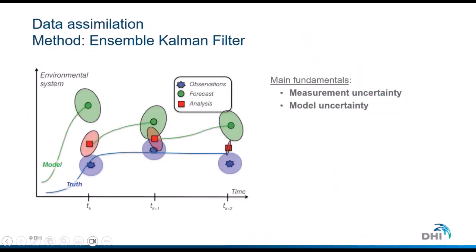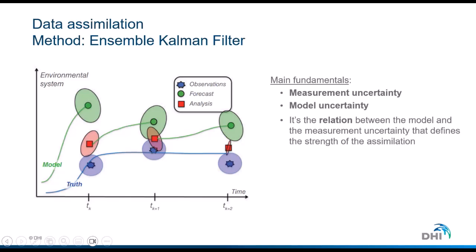So when we have carefully thought about what the uncertainties are in the measurements and in the model, and specified that in our data assimilation setup, we always have to remember that it is actually the relation between the model and the measurement uncertainty that defines the strength of the assimilation. So if we have a model with a high uncertainty and an observation with a low uncertainty, the method will drag the model results strongly towards the safe or the certain measurement, whereas if it's the other way around, we will only get a weak data assimilation of our model.